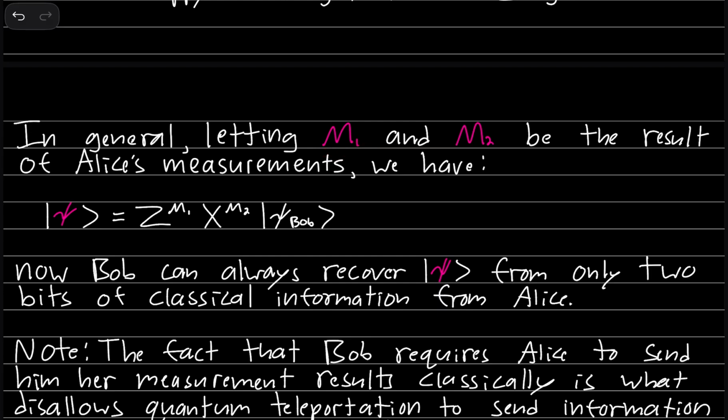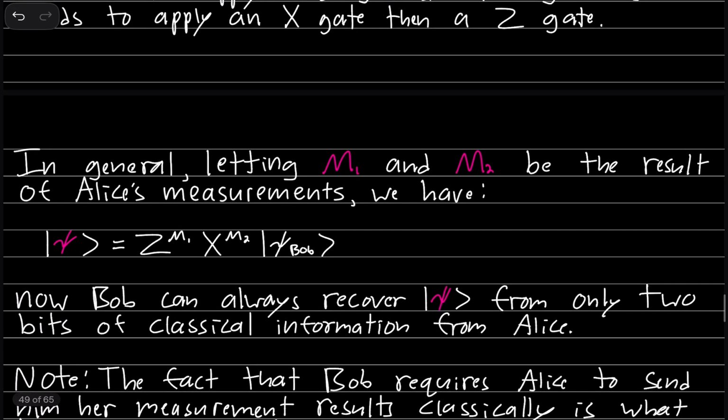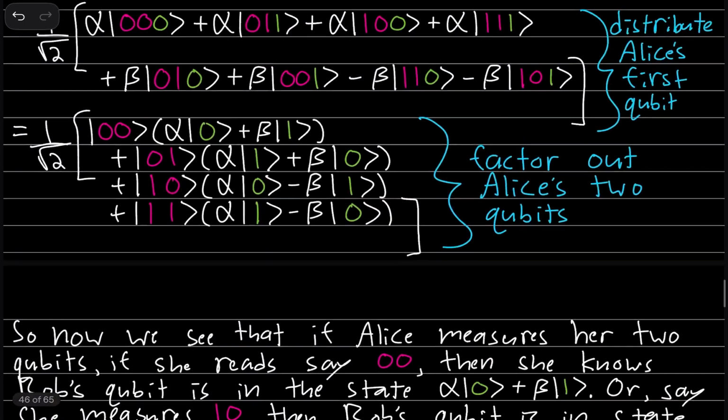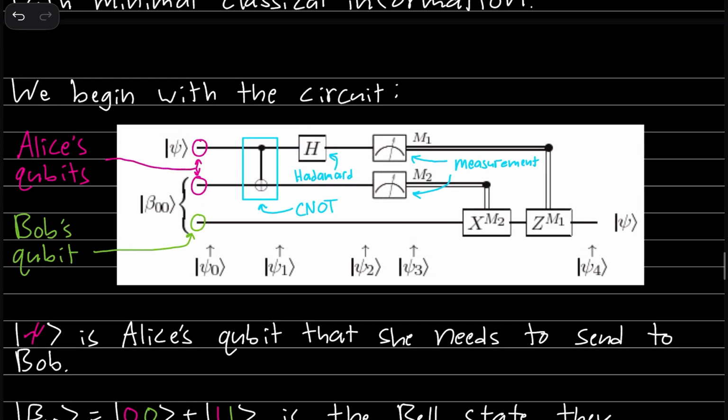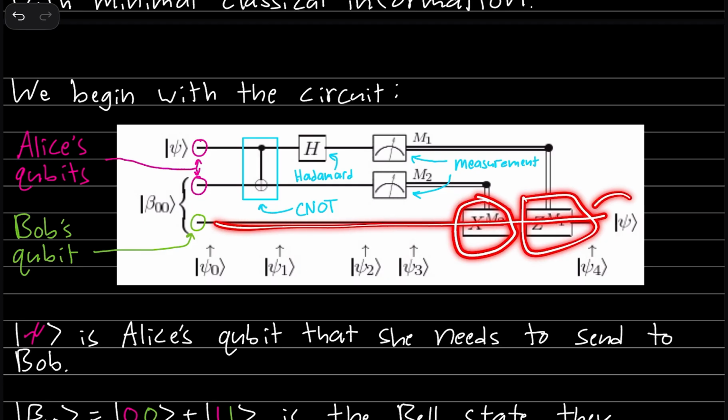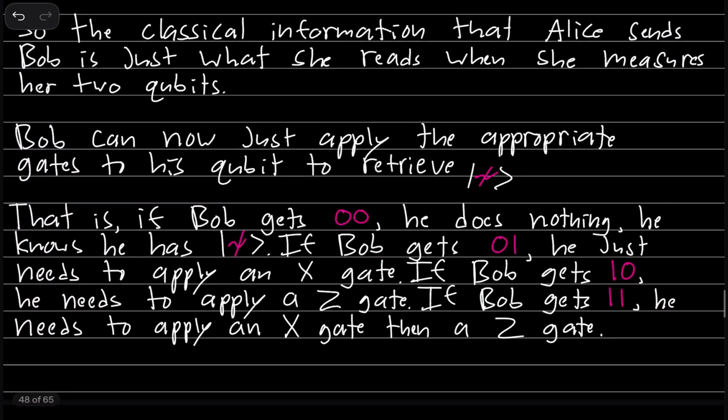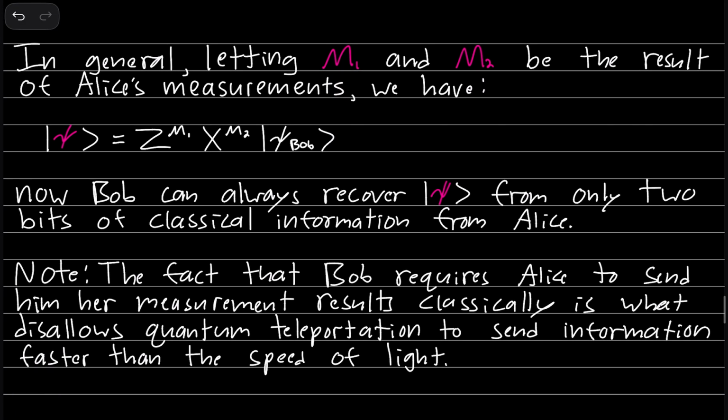So if M1 is Alice's top wire that she measures, and then M2 is the measurement of the second wire, indexing by 0, wire 0, wire 1, wire 2, then M1 and M2 represent Alice's 2 qubits respectively. So this formula is just what we did here, but as a function of M1 and M2. And that is exactly what these gates up here are representing. We see that M1 and M2 feed into this, and then these are the gates that Bob then applies to get ket psi. And so now Bob can always recover ket psi from just 2 bits of classical information sent from Alice.